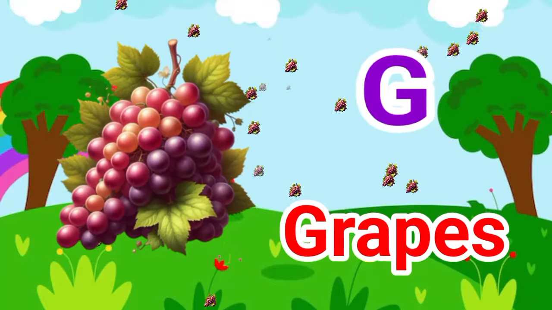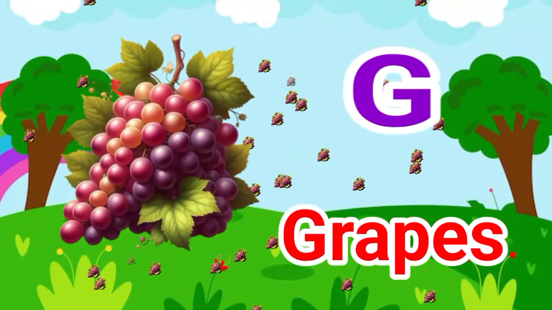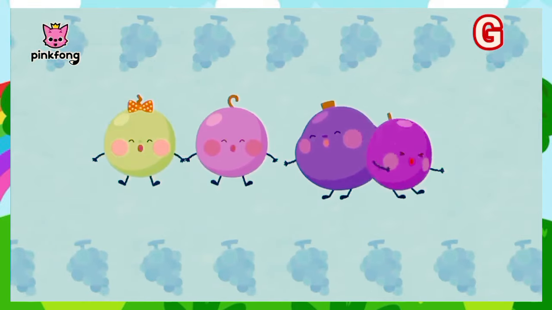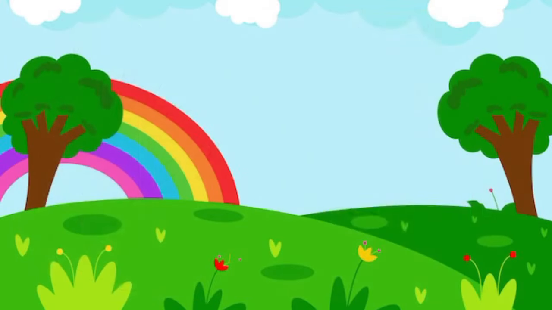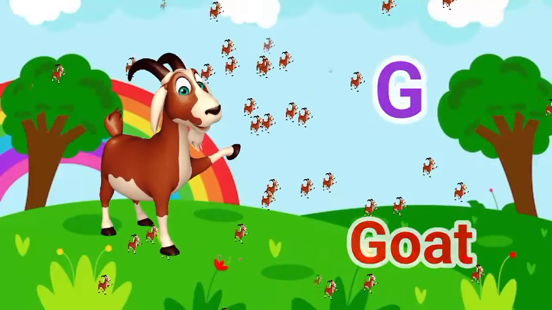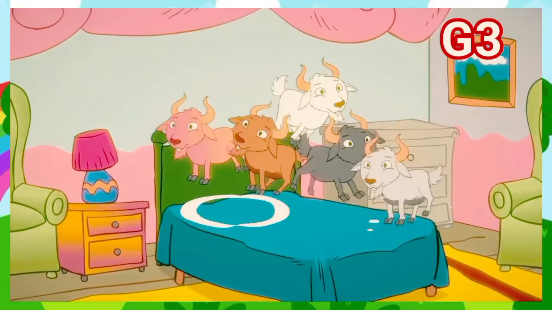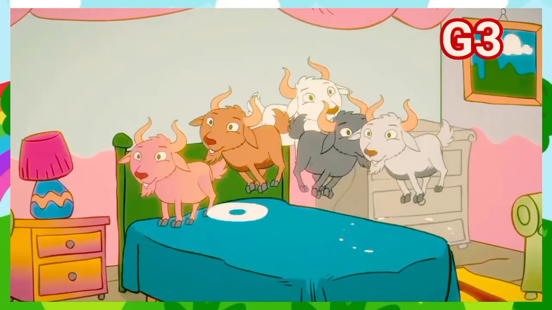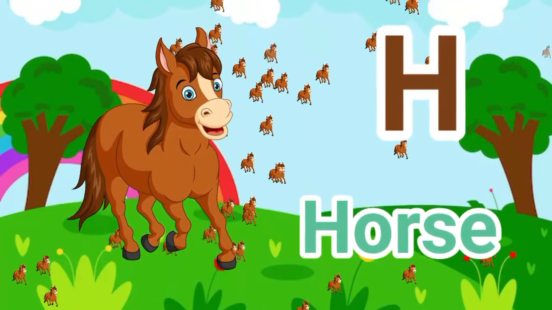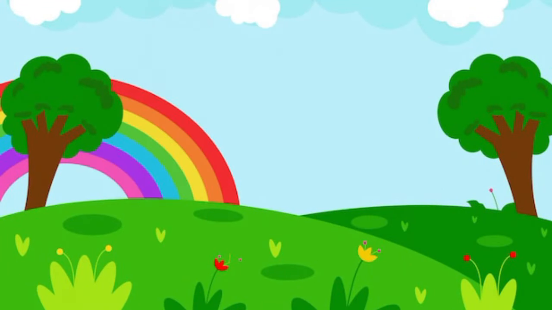G. G for grapes. Grapes means angur. We are the rolling, rolling grapes. G. G for goat. Goat means bakri. Five little goats jumping on the bed. One fat. H. H for horse. Horse means ghoda.